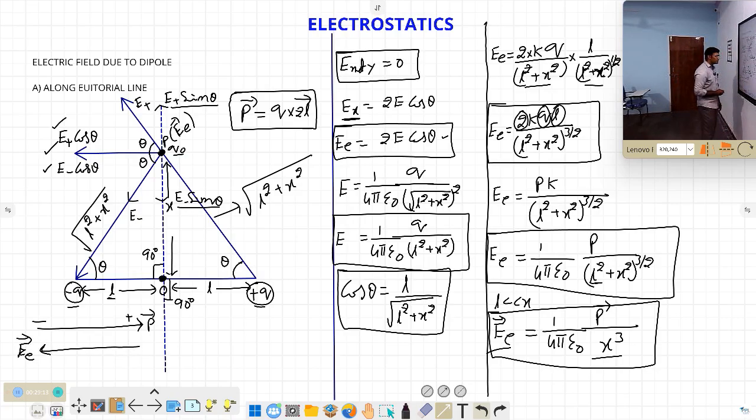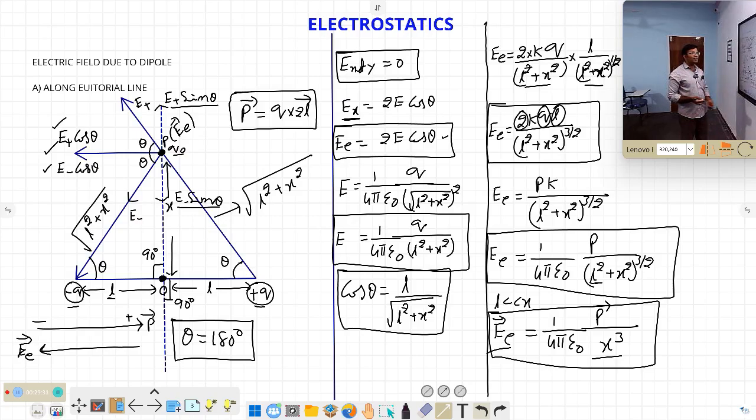The equatorial electric field is like this. That means the dipole is in one direction, and the electric field due to this dipole along the equatorial line is in the opposite direction. What is the angle between these two? Theta is equal to 180 degrees. So in the case of the axial line, the angle between dipole moment and electric field is 0 degrees. In the case of the equatorial line, the angle between dipole moment and electric field is 180 degrees. It is always opposite. Suppose we take the positive charge on this side and negative on this side, the resultant electric field you are going to get on the other side.